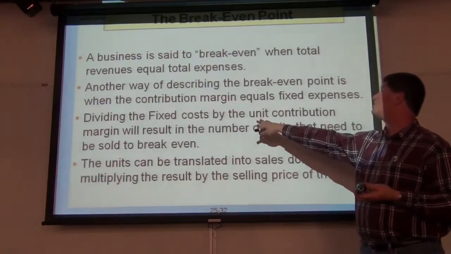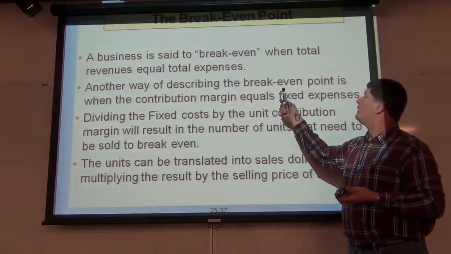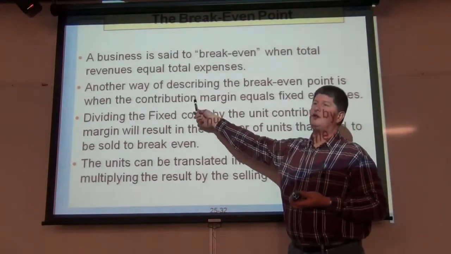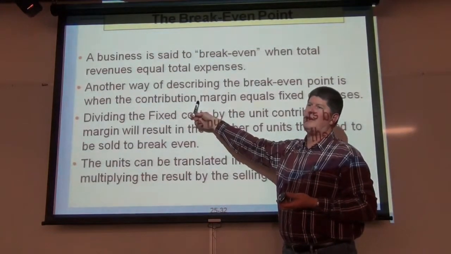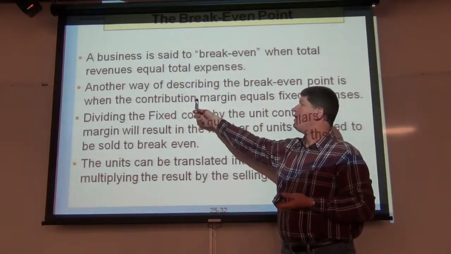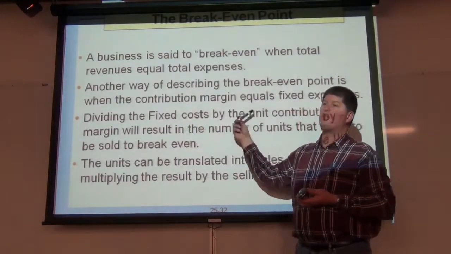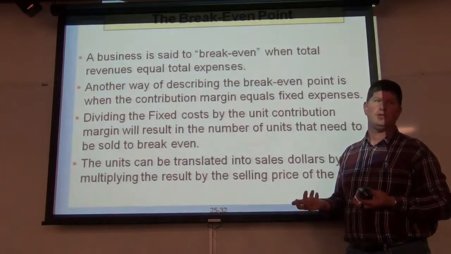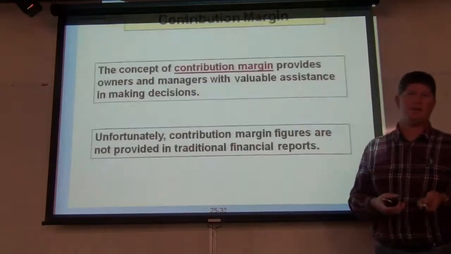Dividing fixed costs by the unit contribution margin. What that means is take your contribution margin from here. Let's say I sold 1,000 Cadillacs and my contribution margin is X dollars. Divide X dollars by 1,000 Cadillacs. It's contribution margin per unit. So divide the fixed cost by that margin per unit, and you know how many units you have to sell to break even. Good? That's called break-even units. Everybody good with that concept?